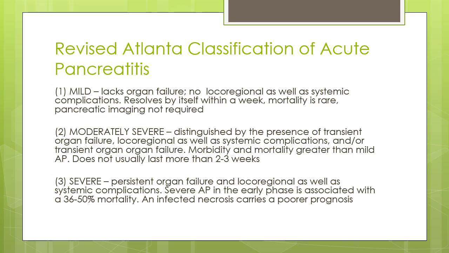In moderately severe acute pancreatitis, you find transient organ failure with local, regional, and systemic complications. Morbidity and mortality are higher as compared to milder forms of pancreatitis. And then the third is severe acute pancreatitis, wherein you have persistent organ failure seen with local, regional, and systemic complications. In the early phase, it is associated with a mortality of as high as 36 to 50%.